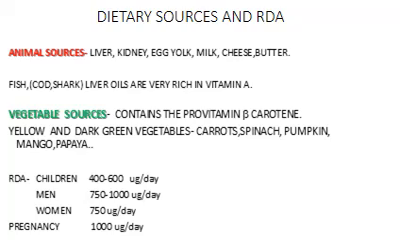Now the next is the recommended daily allowance. When you are asked the recommended daily allowance, please make sure you write the correct units, and I have given the units which are given in Vasudeva. So for children it is 400 to 600 micrograms per day. In the case of men, 750 to 1000 micrograms per day, women 750 micrograms per day, and pregnancy 1000 micrograms per day. In some textbooks they have given it as international units.